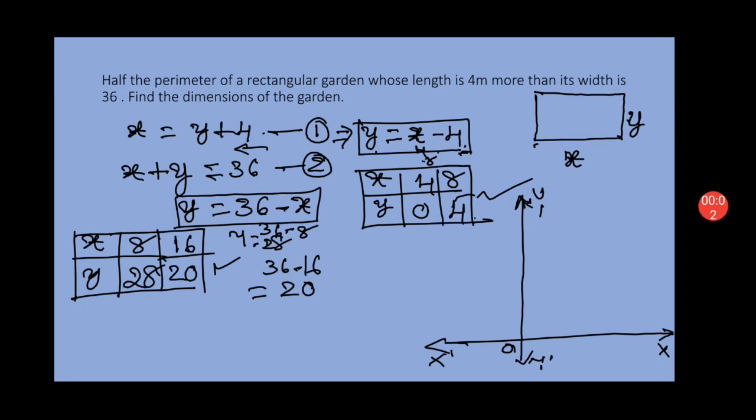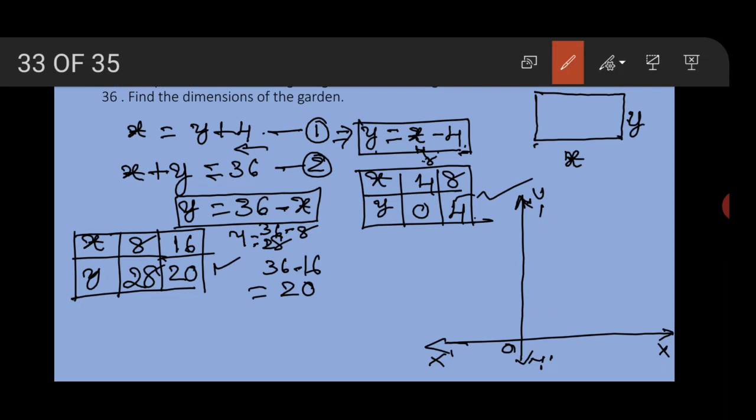Using these two value tables, find the dimensions of the garden. Dimensions means length and breadth of the garden. Here maximum value of x is 16, so we require 16 on the x-axis, and similarly maximum value of y is 28. So we need 28 on the y-axis. So take one unit as 4.